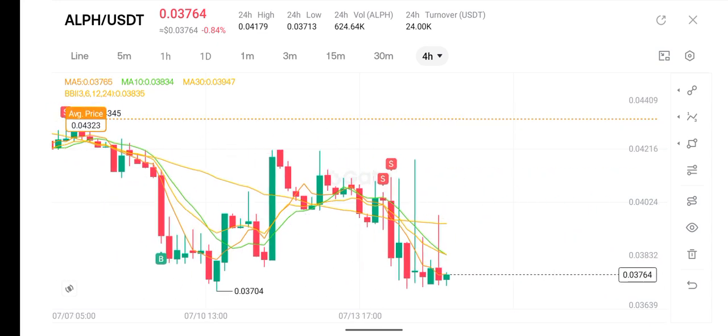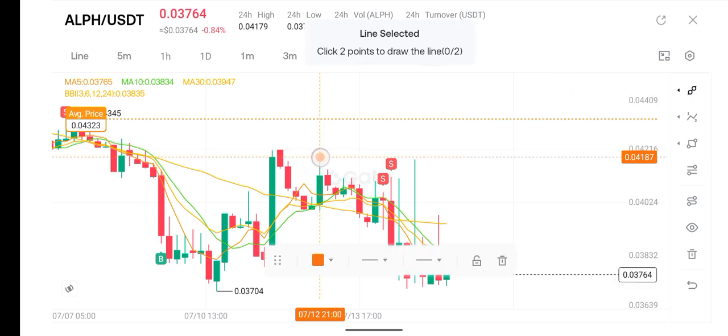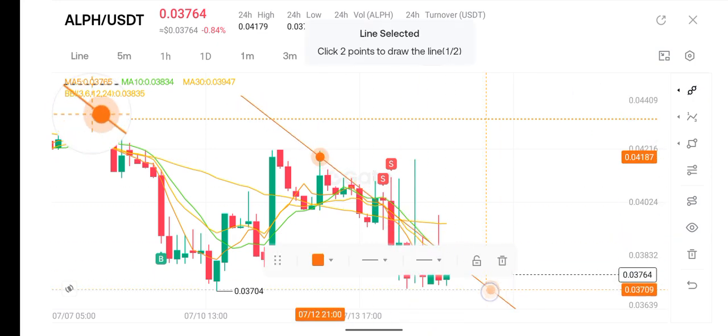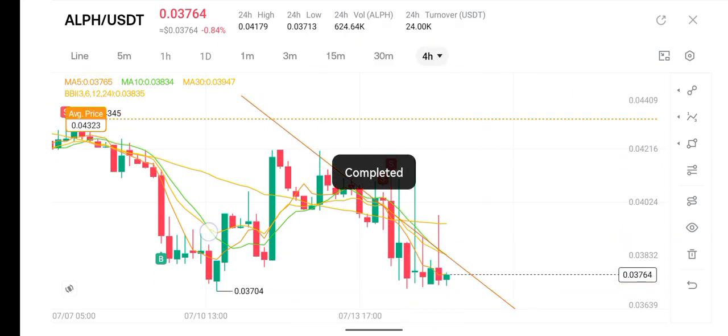In the 4 hours chart, each candle represents 4 hours, which means 4 times 6 is 24. So in a day, we're expected to have 6 candles. If one candle is 4 hours, we have much more realistic trades. So within the last 24 hours, the market has been able to trade from this point to this point, symbolizing a downward trend. Let me draw the trend line. It's a downward trend.